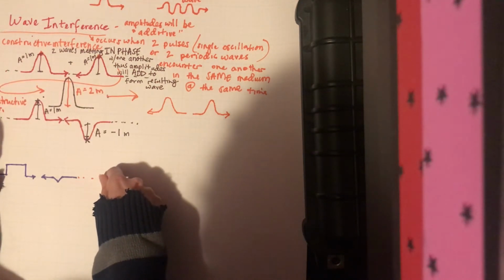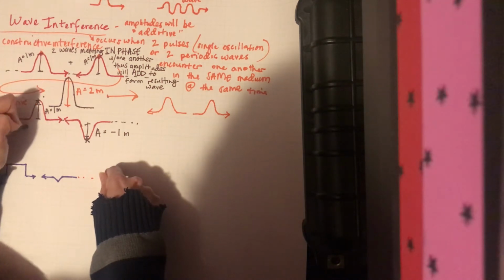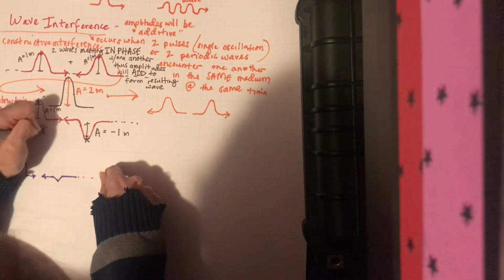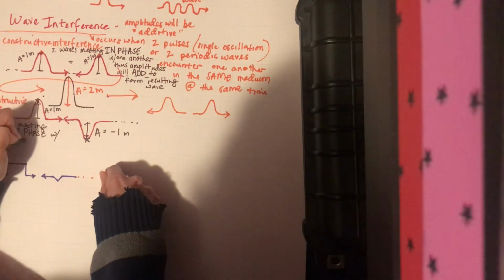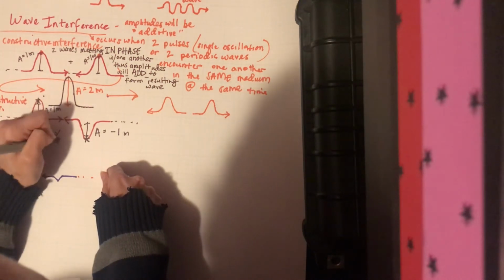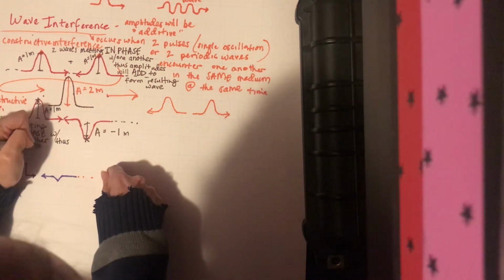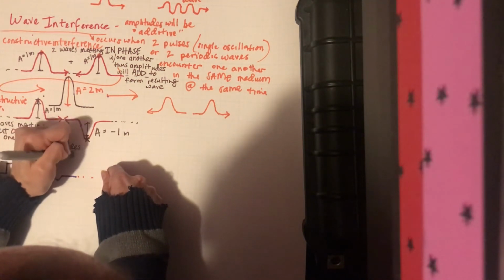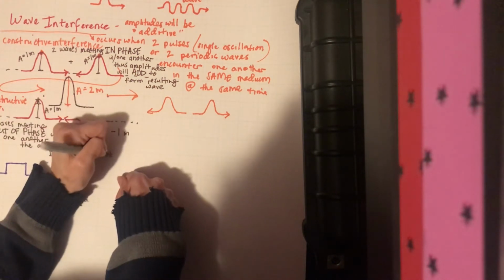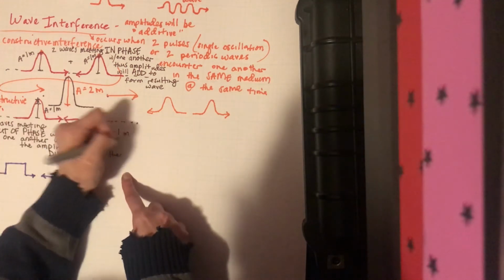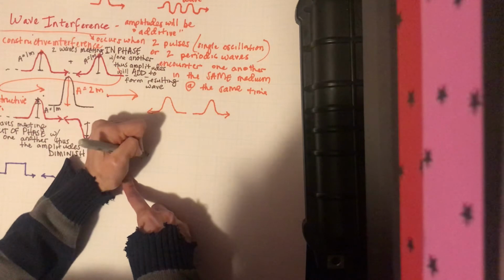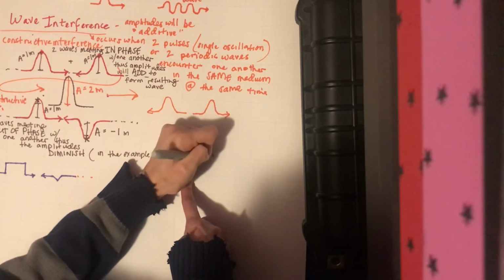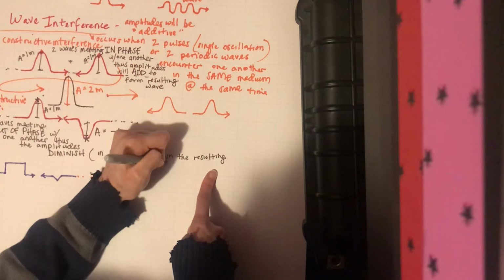So destructive interference is characterized by two waves meeting out of phase with one another. Thus, the amplitudes diminish. In the example that I showed, the amplitude would be 0 when they're overlapping. So in the example shown, the resulting amplitude when these pass through each other will be 0.